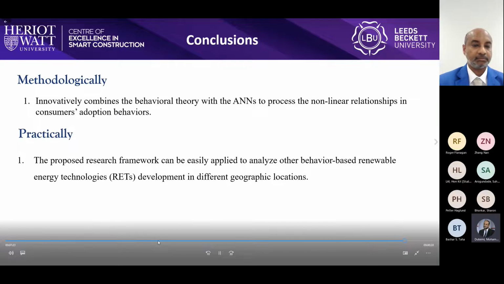This study contributed to both methodological and practical aspects. Methodologically, this study innovatively combines the behavior theories with ANs to process the nonlinear relationships in consumers' adoption analysis. Practically, the proposed hybrid AN model can be easily applied to analyze the adoption of other behavior-based renewable energy technology in different geographic locations.